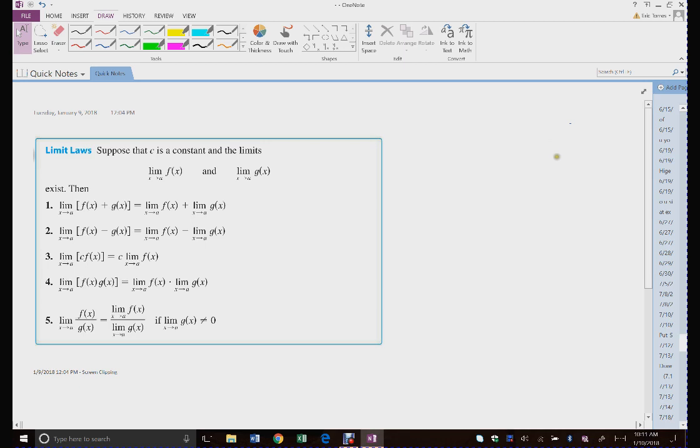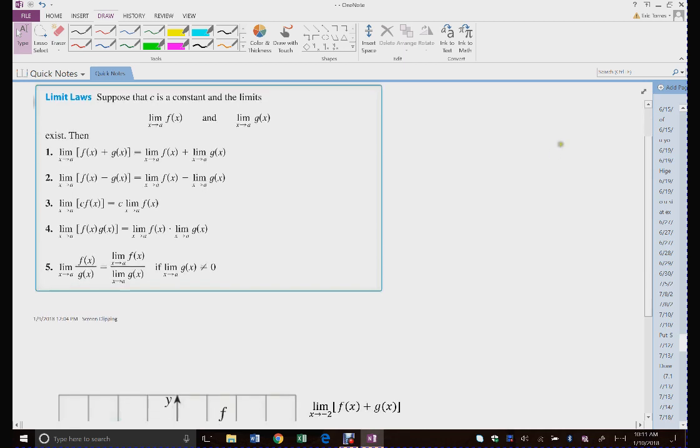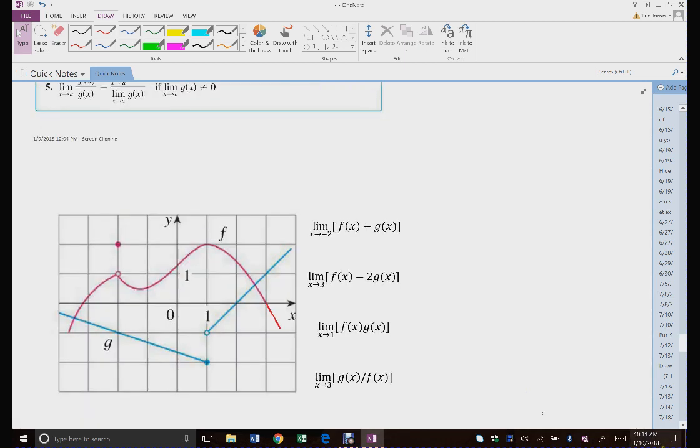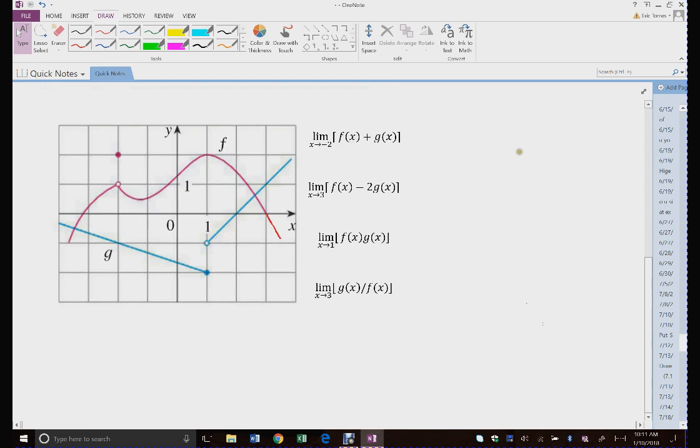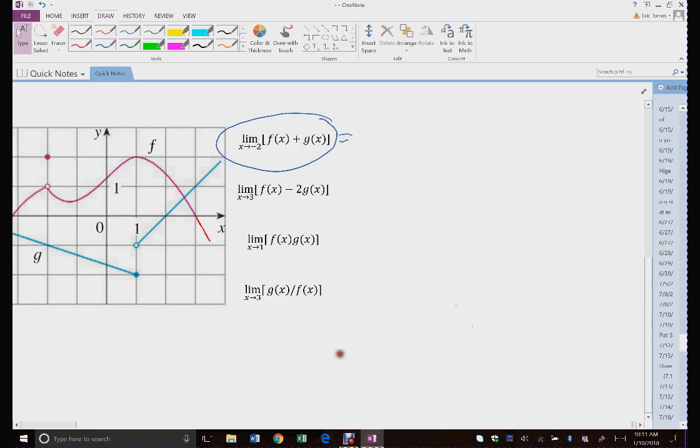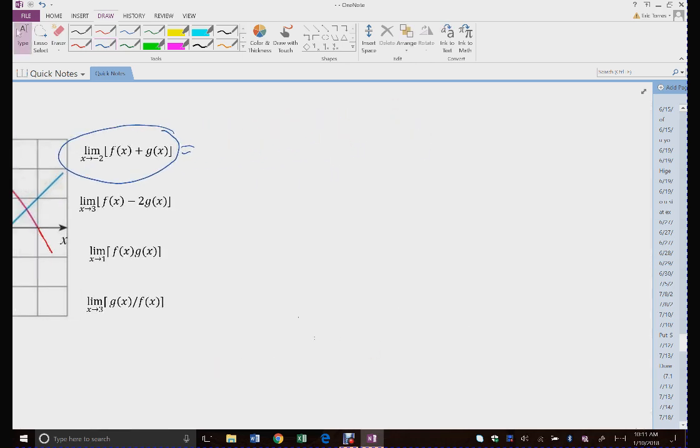Okay, so let's actually look at an example of doing this. So we're going to come down here, and what I like to do is, first of all, take this very first one, and I'm going to start by rewriting it as the limit of two functions being added together. So it's the limit as x approaches -2 of f of x plus the limit as x approaches -2 of g of x.